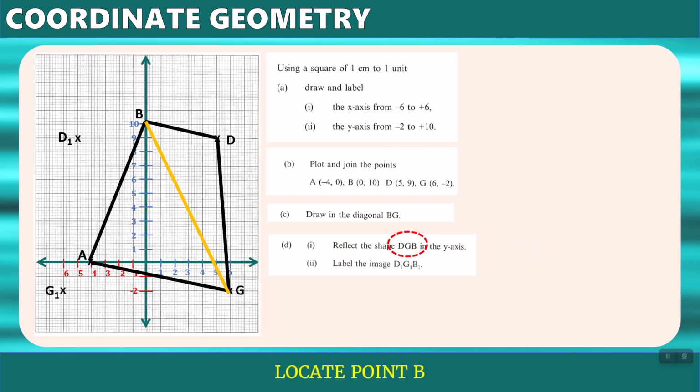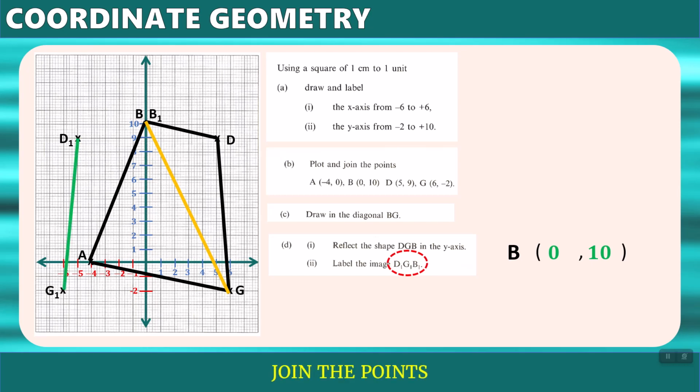Now let's look at the last point, point B. Here's point B. It has the coordinates of 0 and 10. And we want to reflect that in the y-axis. Well, B is sitting on the y-axis, and so we have nowhere to reflect it. It stays in the same position, and that gives us B1. And so we're going to join now all of the points from D1 to G1, G1 to B1, and back to D1. And here is our reflection.